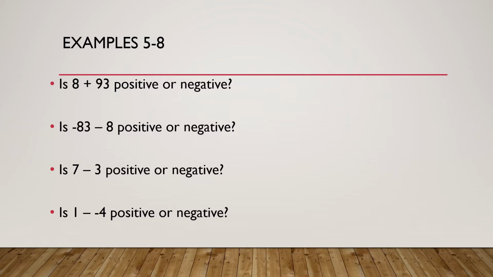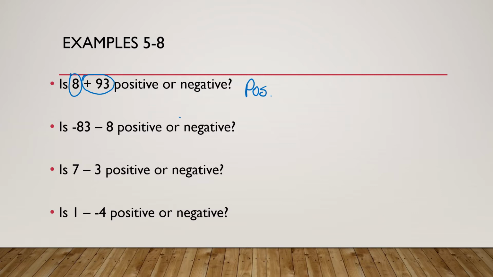Okay, in 8 plus 93, we do not have any signs to combine. We don't need to use that sock trick. So just ask yourself, do you have more of your positive 8 or more of your positive 93? Obviously, if both of them are positive, that's just a regular addition problem of 8 plus 93. So your answer will be a positive integer.